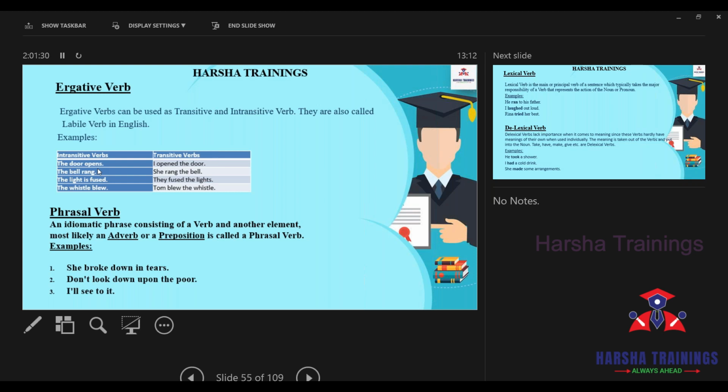The door just opens, right? A transitive use: I opened the door. So open here becomes the ergative. You can use it both as a transitive as well as an intransitive verb. That is called an ergative word. You need not remember these terms, please. Not required. Just remember the usage.